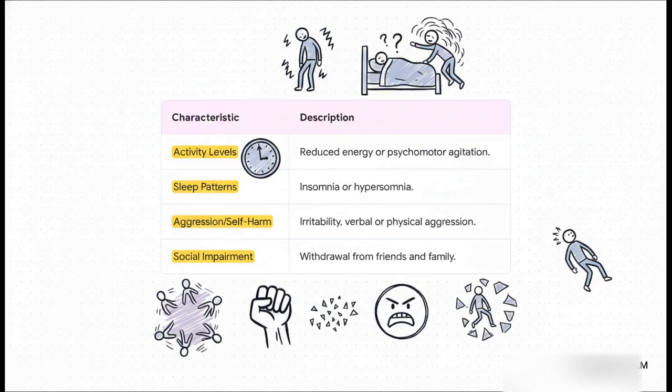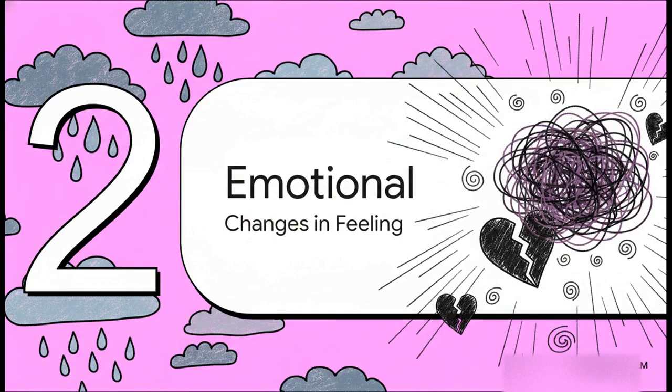Then there's sleep. It gets totally messed up. We're talking either insomnia, where you can't sleep, or hypersomnia, where you're sleeping all the time. And finally, you'll often see people withdraw from friends and family, or become more irritable and even aggressive. These aren't small tweaks, they're major shifts in behavior. Okay, so we've covered the outward actions.